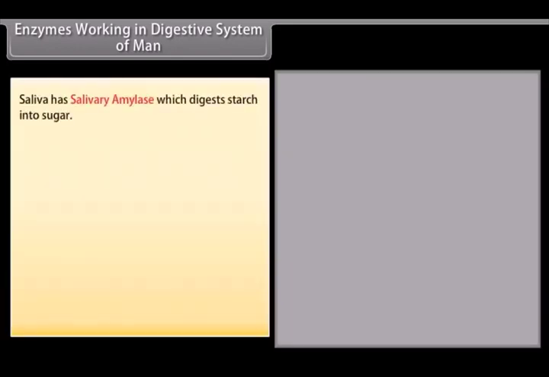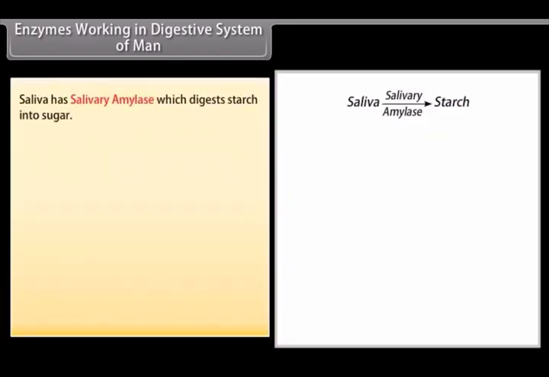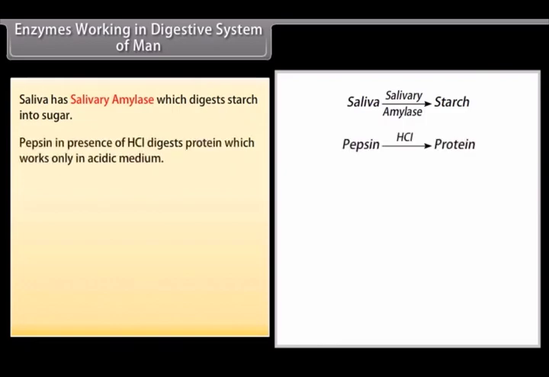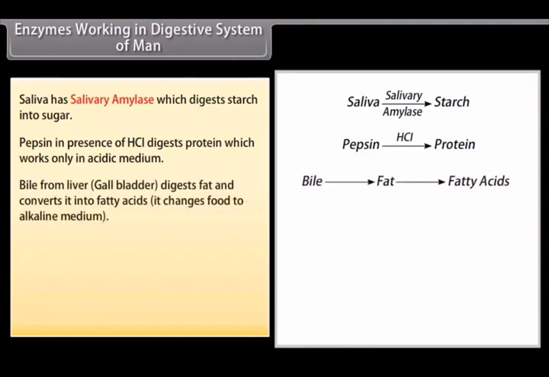Enzymes working in the digestive system of man. Saliva has salivary amylase, which digests starch into sugar. Pepsin in the presence of HCl digests protein, and works only in an acidic medium. Bile from the liver, stored in the gallbladder, digests fat and converts it into fatty acids. It changes food to an alkaline medium.